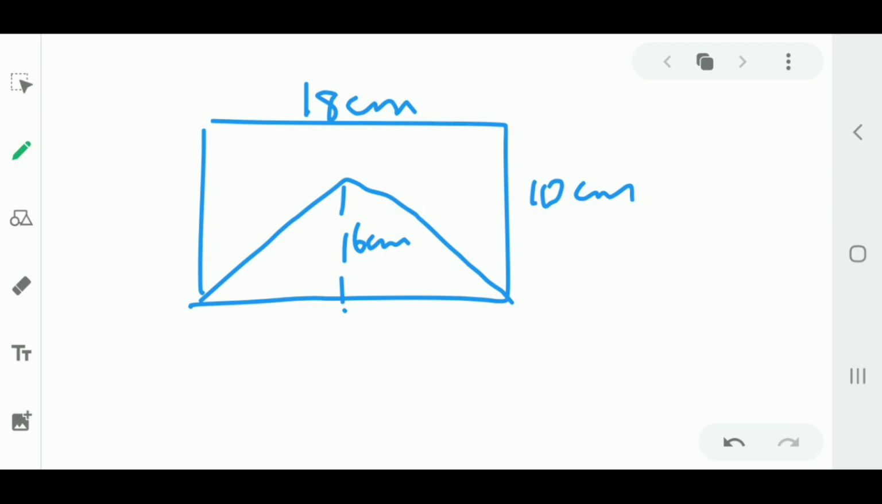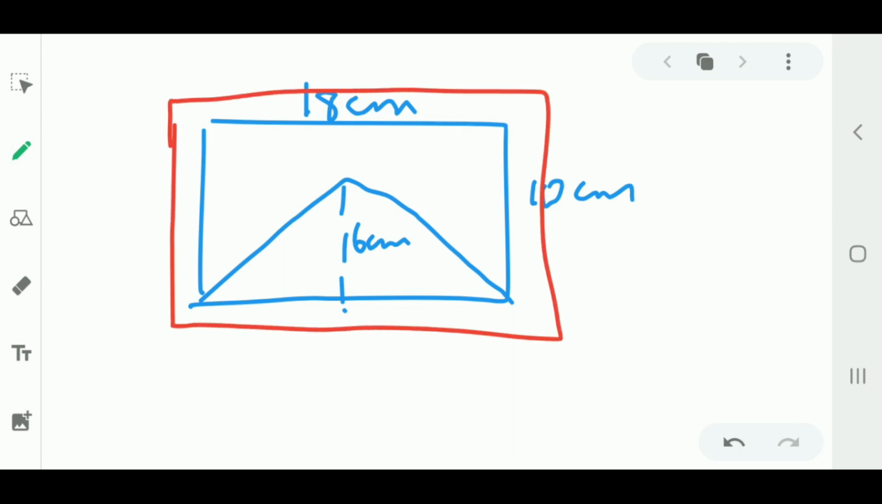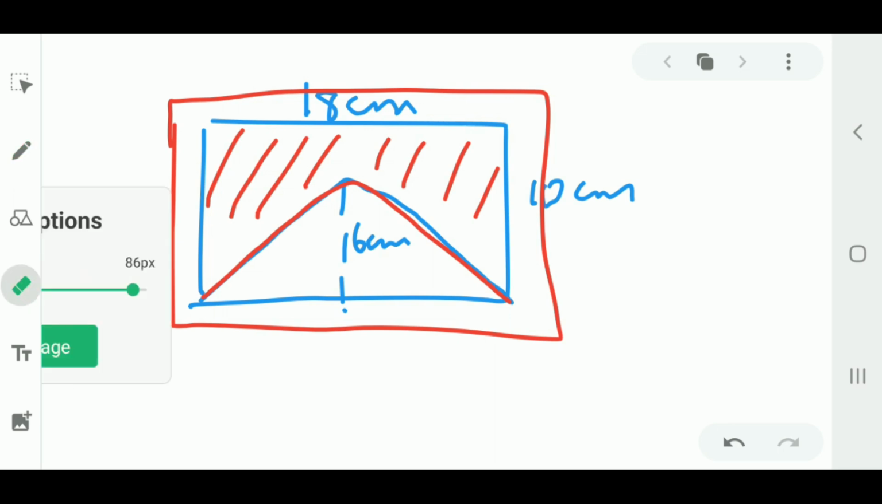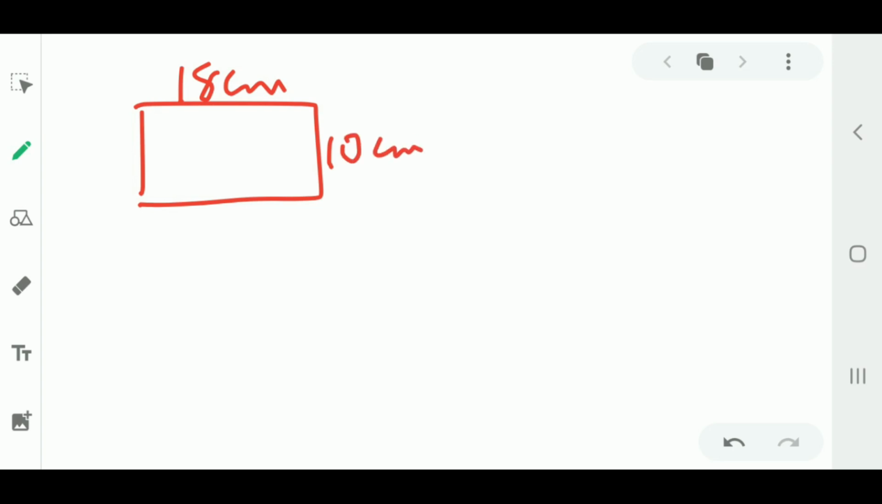So if you look closely, you would realize that this here is a rectangle, and we have a triangle here on the inside. So let's say we wanted to find the shaded region, which is here. The first thing we need to do is separate the shapes that we have. So we have a rectangle, which is 18 cm, 10 cm. So if this is 18, that means this is also 18. If this is 10, that means this is also 10.